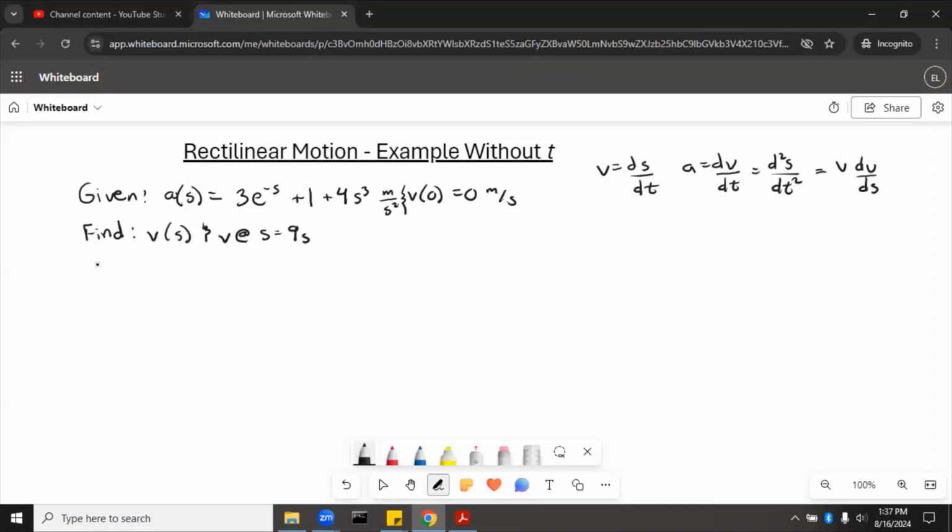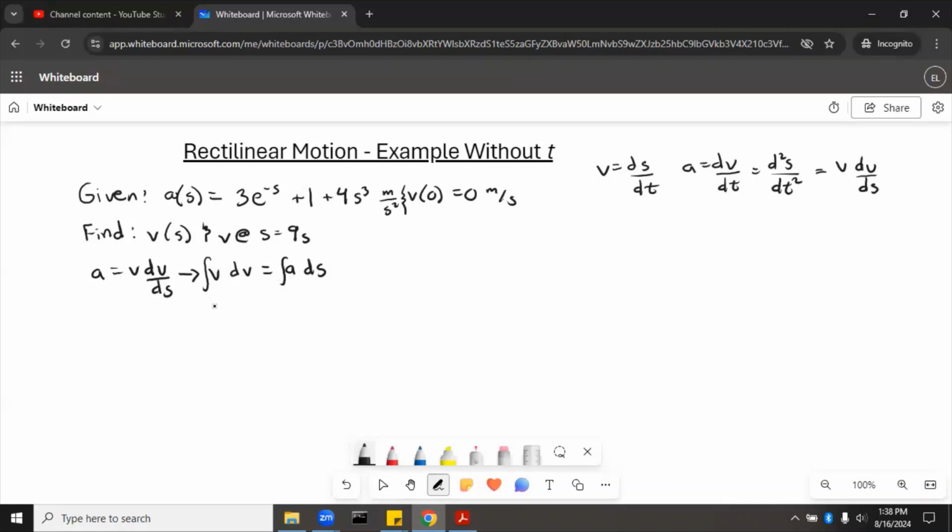All right, so we have a equals v dv/ds. So we separate and we get all the v stuff on one side and the other stuff on the other side. So we'll get v dv equals a ds. Okay, so now these need to be integrated. So we'll integrate that side and that side.